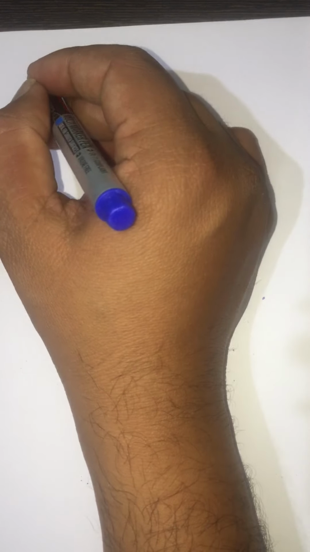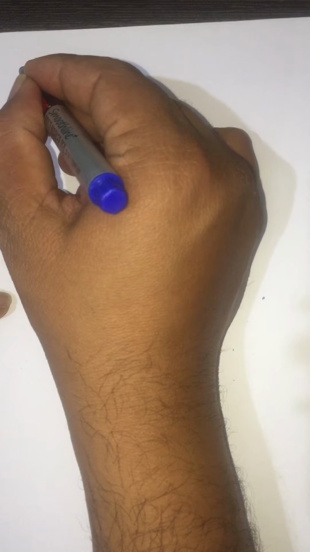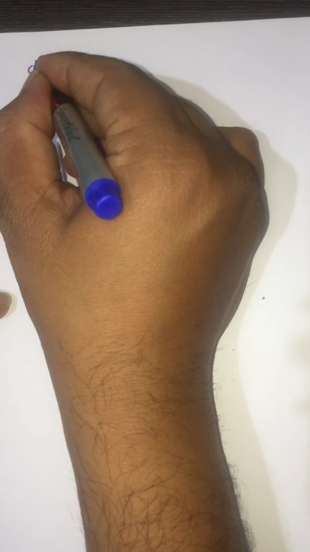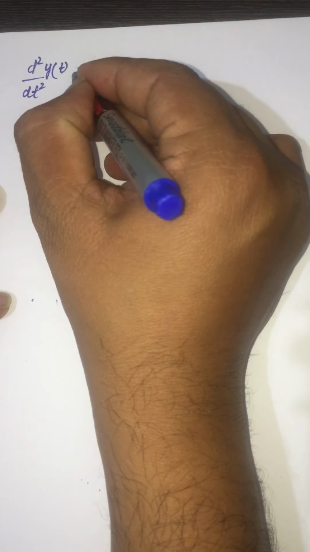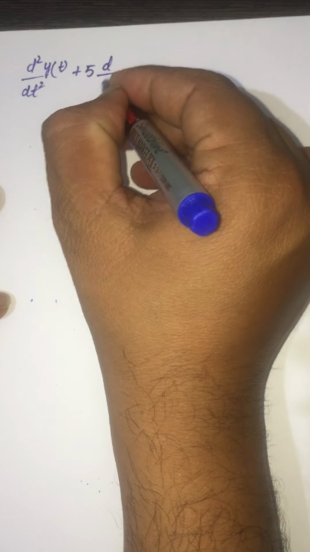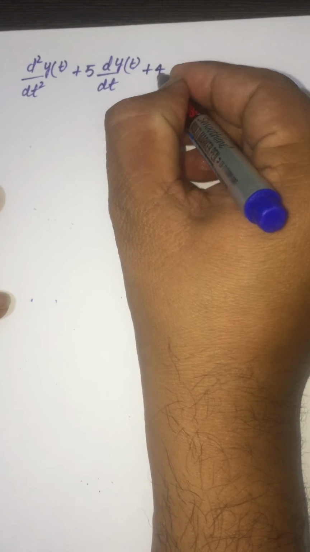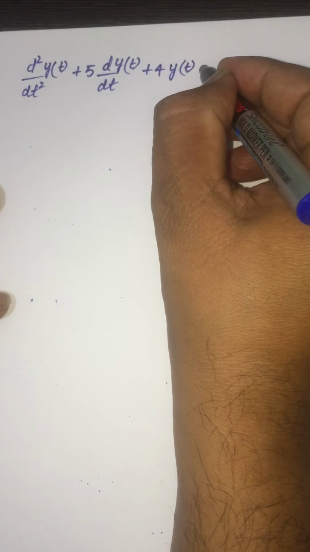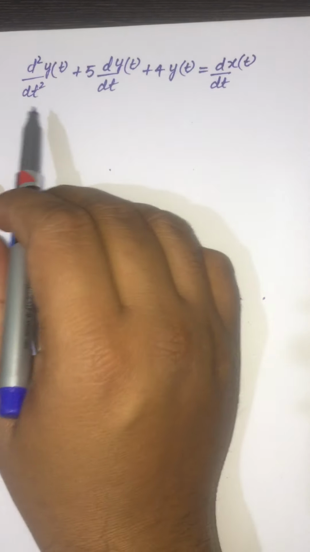I will be repeating. The question will be, draw the direct form 1 and direct form 2 representation for the given differential equation, and the given differential equation is as follows: d square by dt square of y of t plus 5 into d by dt of y of t plus 4 into y of t, which is equal to d by dt of x of t. Okay, now if this is the given differential equation, here nothing to worry.